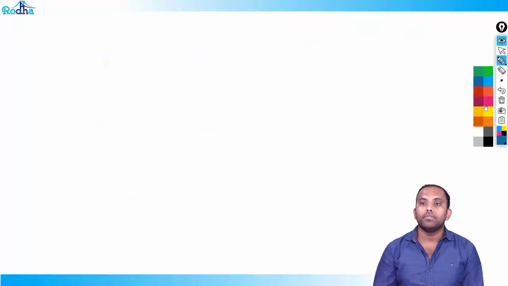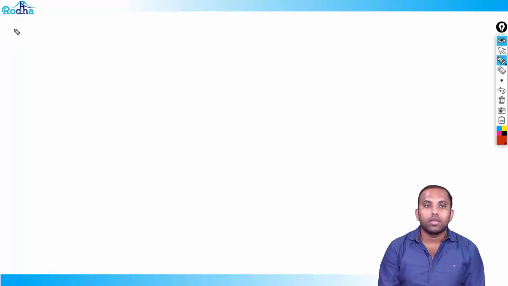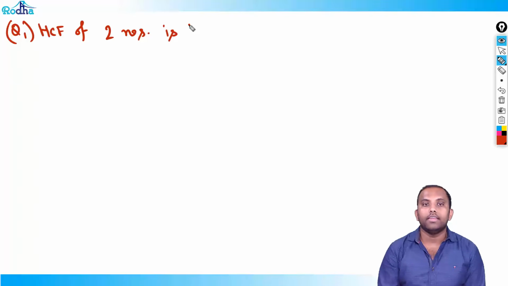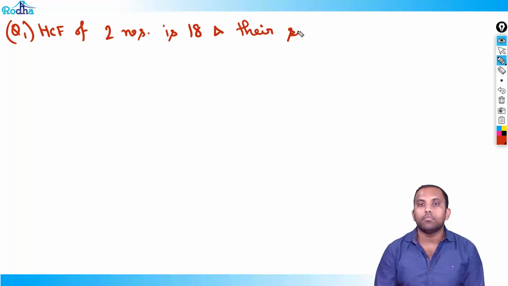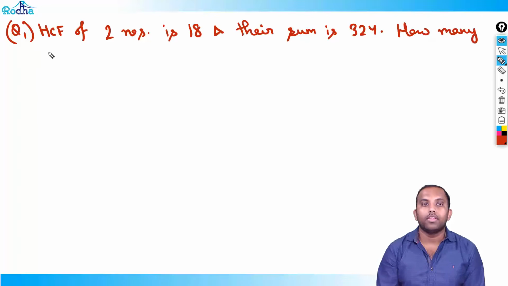Okay, let's do a problem here. First question: the HCF of two numbers is 18 and their sum is 324. How many such pairs of numbers are possible?